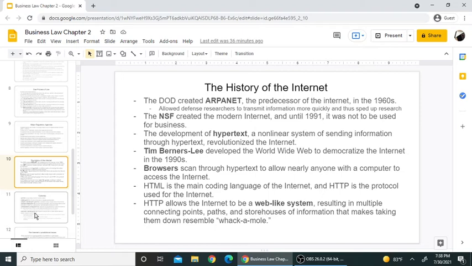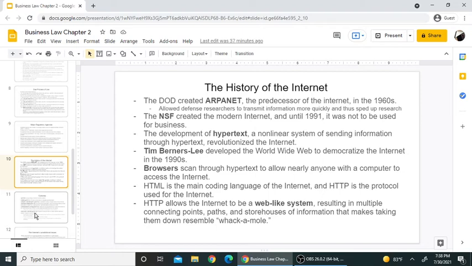But until 1991, it wasn't allowed to be used for business. It was just something that a lucky few individuals got to use. It was not even close to as sophisticated as it is today. But when hypertext was developed, which is basically a non-linear system of sending information through something called packets of data, that basically revolutionized the internet.